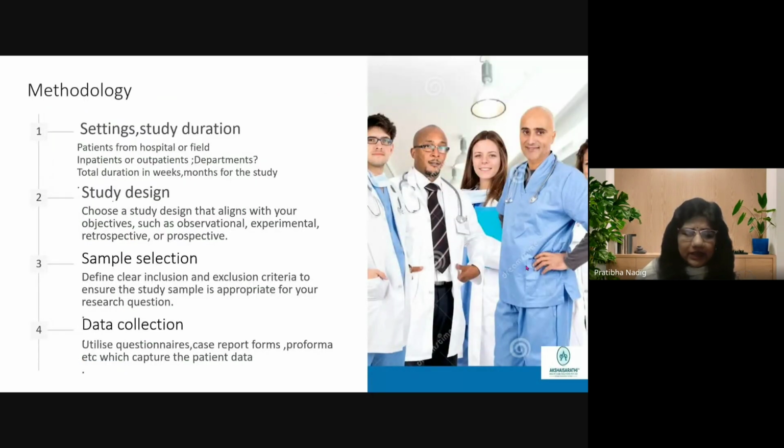Now, if we come to methodology, here we must be clear, because this is a plan. It is not only for getting approval, but it is a blueprint for us to follow. Once we write down all these things, it will be a reference. It will be like a standard operating procedure, and we will not go wrong. So you must define the settings and study duration in methodology. From where I am going to take the patients, we should be clear about that.